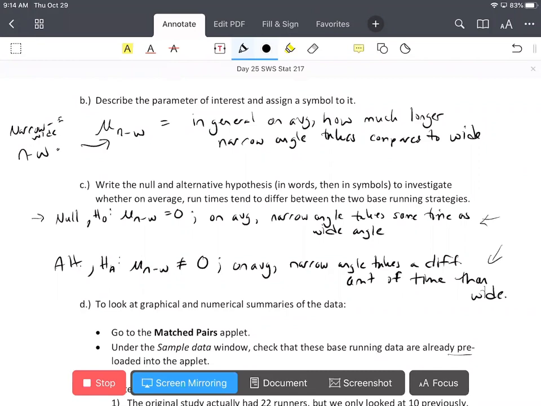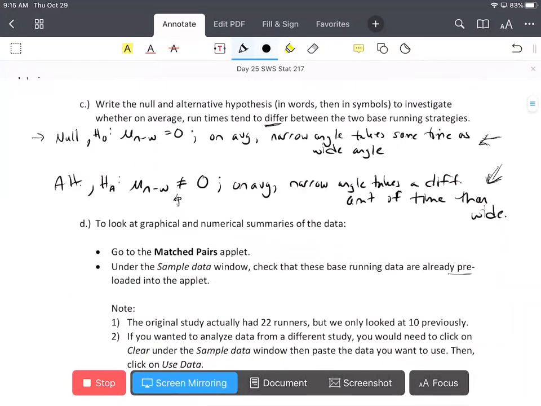So if I said for the null that there's no difference between the two strategies, for the alternate hypothesis, I want to say there is a difference between the two strategies, depending on what sign I'm using here. Hopefully at this point, when you saw the word differ, you thought, ooh, it's not greater than, it's not less than, it's different from. It's going to be different. We don't know which one is better or worse. We weren't looking to investigate that. We were looking to just investigate whether they differ. So I have my H sub A, mu N minus W is not equal to 0. On average, the narrow angle takes a different amount of time than the wide angle.